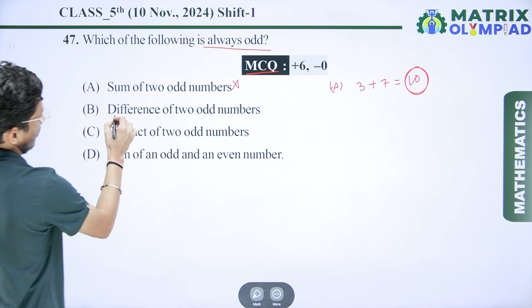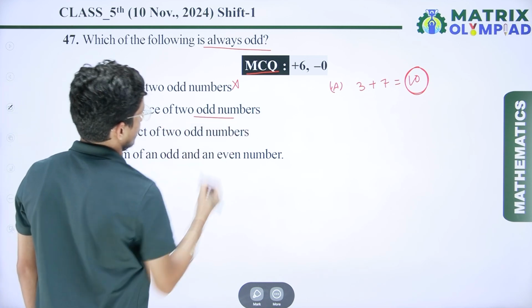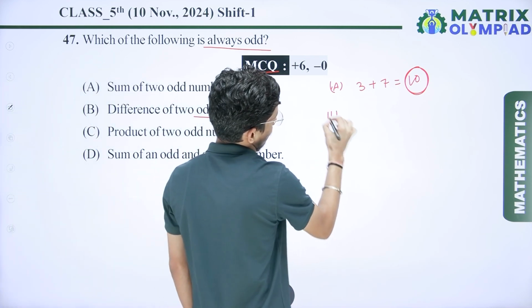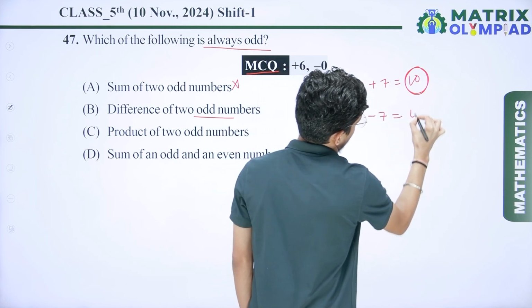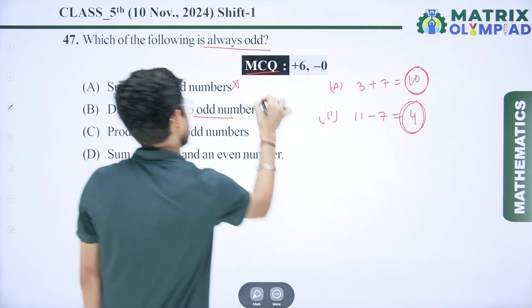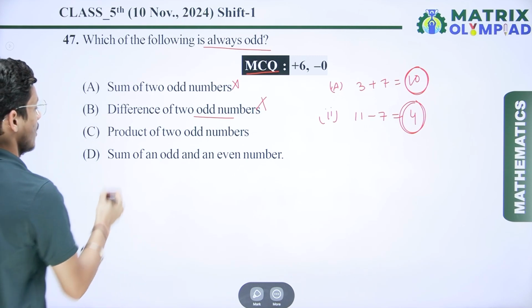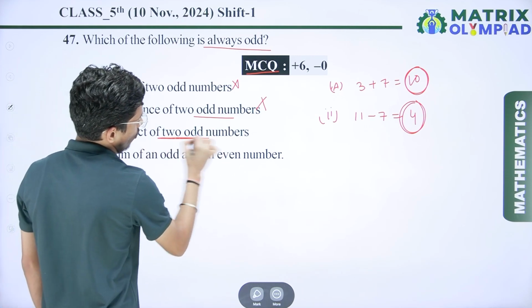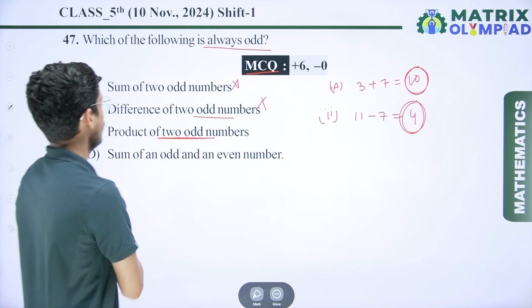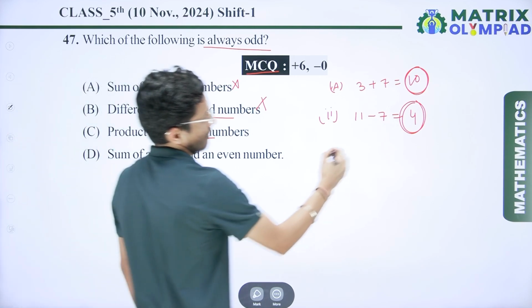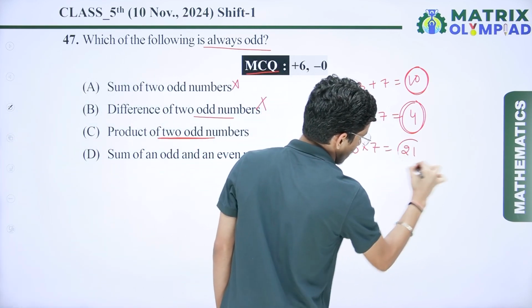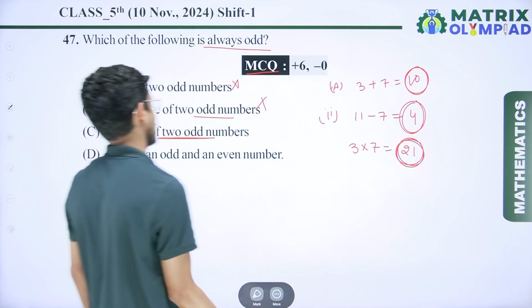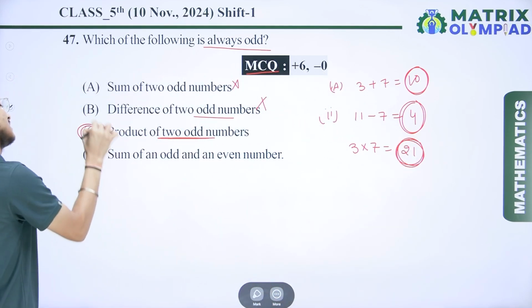If I talk about the second one, difference of two odd numbers. Let's assume again we have two odd numbers, 11 and 7. So again we get 4. 4 is also an even number. So I can say this one is also false. Now the product of two odd numbers. Here we have 3 and 7, and if I multiply, I get the answer 21, and 21 is an odd number. So I can say this one is true. So here option C is correct.